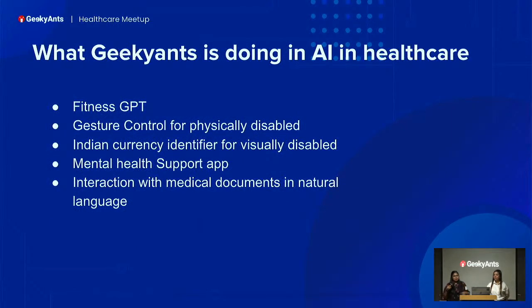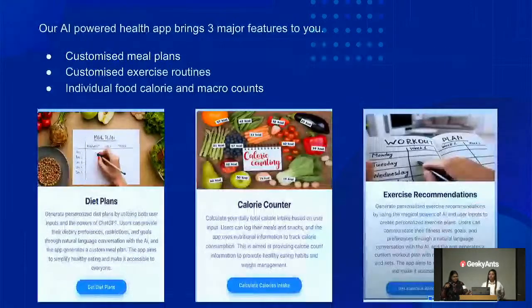Now comes the main point: what GeekyAnts is doing in AI healthcare. We have already done 4 or 5 small projects, and some are being deployed as well. Let me explain some of the projects that we are doing. The first one I'm going to talk about is Fitness GPT. It is a GPT-powered AI app that we have created. It gives personalized recommendations based on your inputs of diet plans, calorie counts, and exercise recommendations. It helps with macronutrient counts as well.